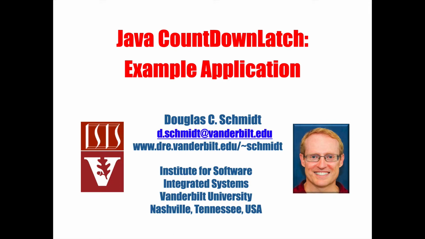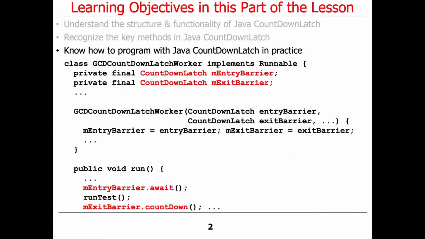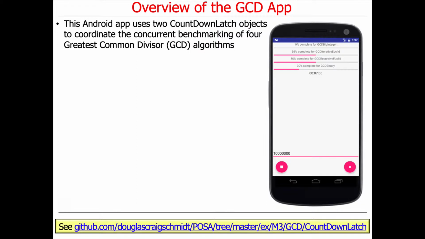Now that we've examined the structure, functionality, and key methods of Java CountDownLatch, let's take a look at an example application. This application will illustrate how to program Java CountDownLatch in practice. This is actually an Android app that's designed to use two CountDownLatch objects to coordinate the concurrent benchmarking of 4 greatest common divisor, or GCD, algorithms.